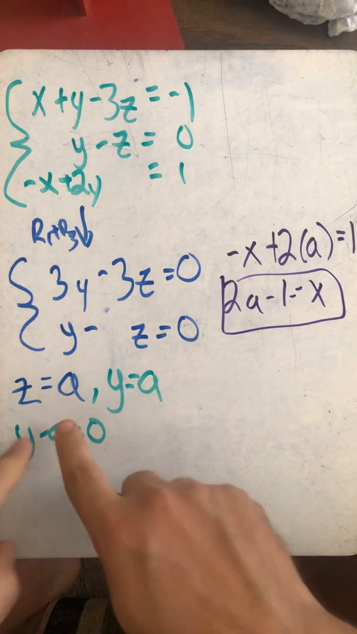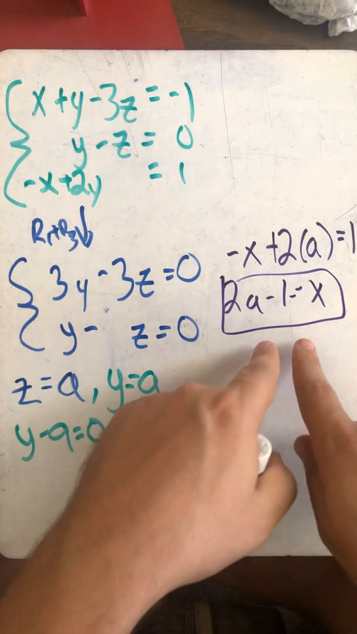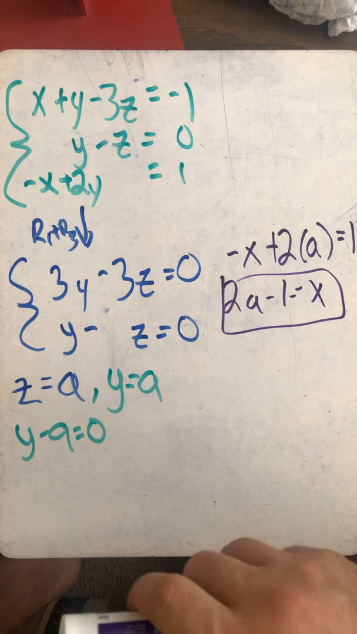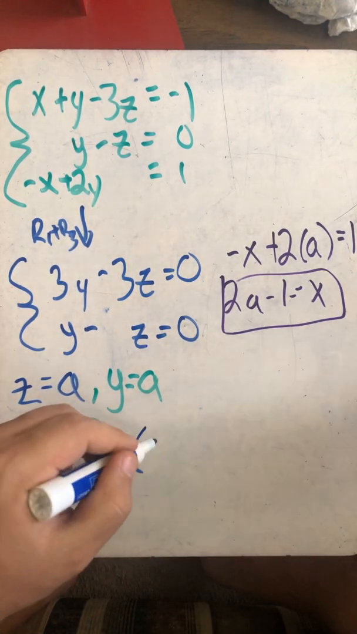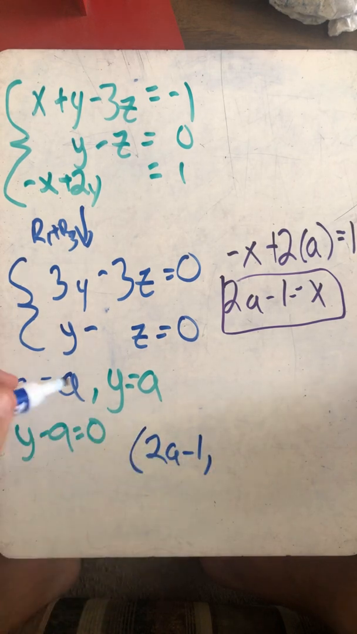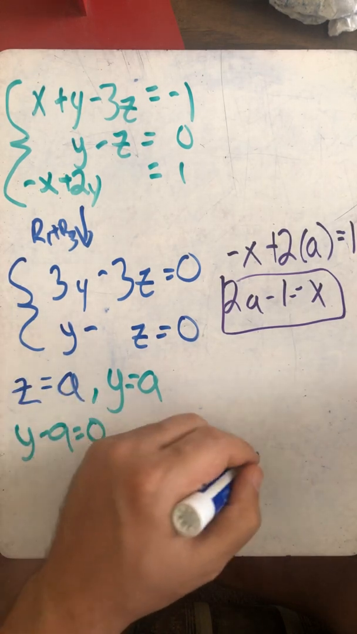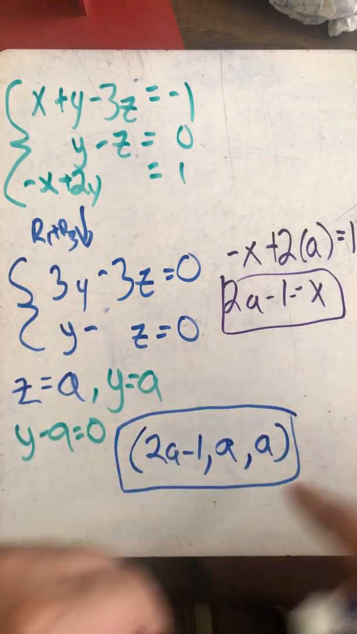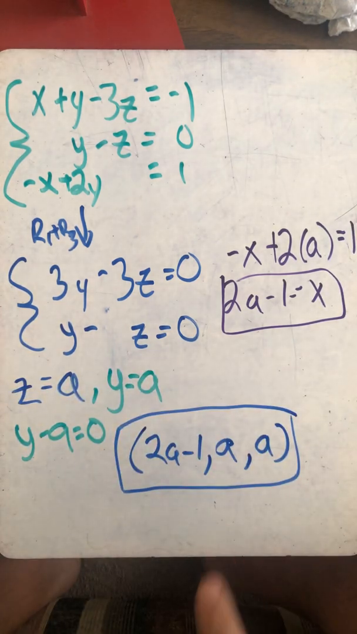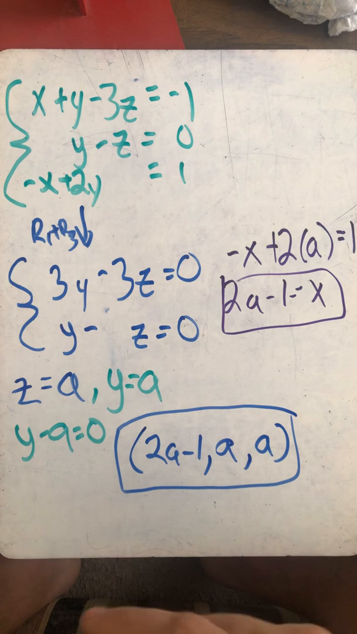So now we have a value for z, we have a value for y, we have a value for x. Now it's ordered triple time. X is equivalent to 2a minus 1. Y is equal to a. Z is equal to a. Even though it's infinite solutions, it has a pattern for the infinite solutions. Okay.